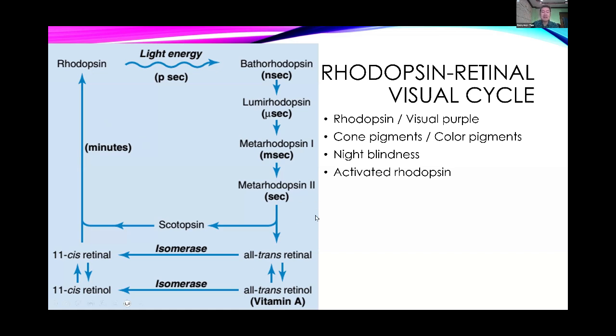So this is one step. The breaking down of your meta-rhodopsin to become all-trans retinal, and the conversion of all-trans retinal to become 11-cis retinal, which should combine with your scotopsin to give you rhodopsin.